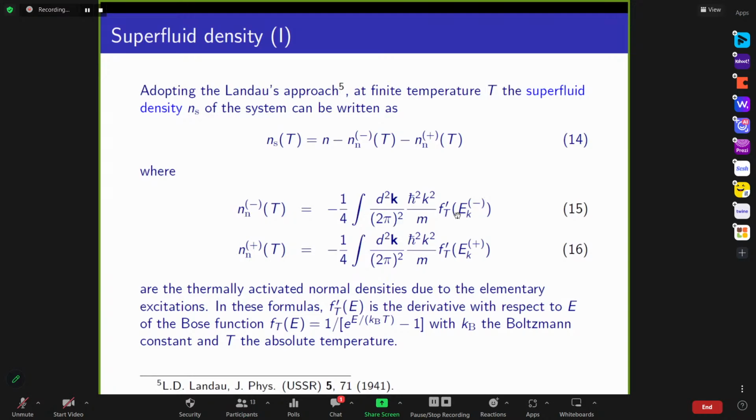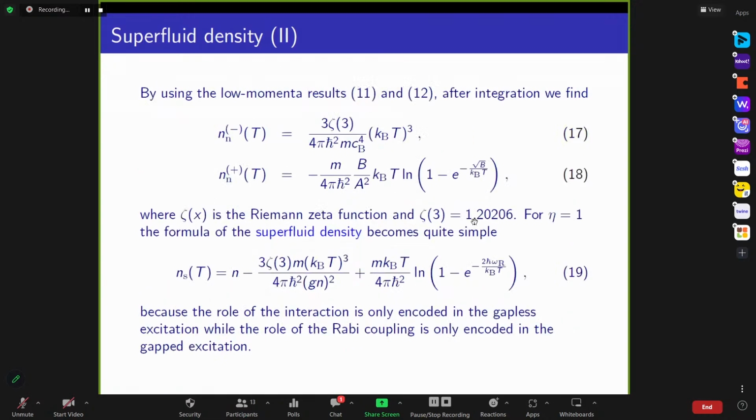calculated at the corresponding branch of the elementary excitation. So knowing the branch of the elementary excitation, from these formulas you can get the superfluid density. And explicitly, if you do the calculation, for instance, at low momenta, you get nice formulas for the two contributions to the normal density that are equations 16 and 18.